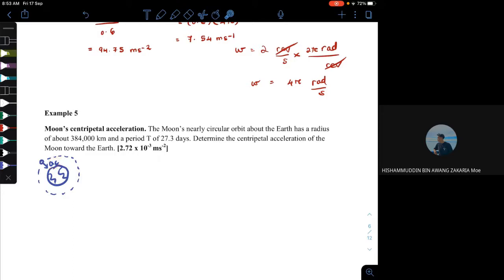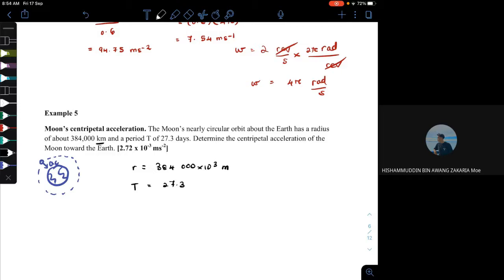And then it says the moon's nearly circular orbit about the earth has a radius of 384,000 kilometers. So from here to here is its radius, 384,000 kilometers, which is times 10^3 meters. Remember, the SI unit for distance is meter. And then it says a period of 27.3 days. So the moon takes 27.3 days to complete one rotation. So that is the period, 27.3. But again, the SI unit for time is seconds.